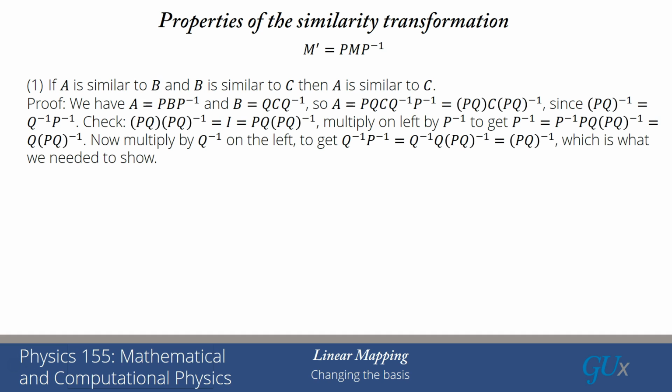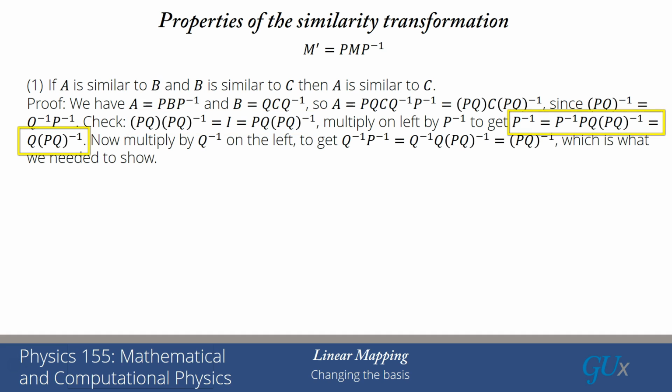Note that I have to interchange the order when I take the inverse of a product of two matrices. So let's check. PQ times (PQ) inverse is equal to the identity. That's the definition of it. So I'm going to now look at PQ as the matrix P times the matrix Q times the matrix (PQ) inverse. And I'm going to multiply on the left by P inverse.